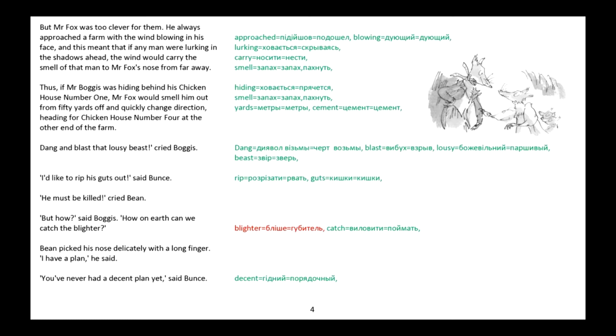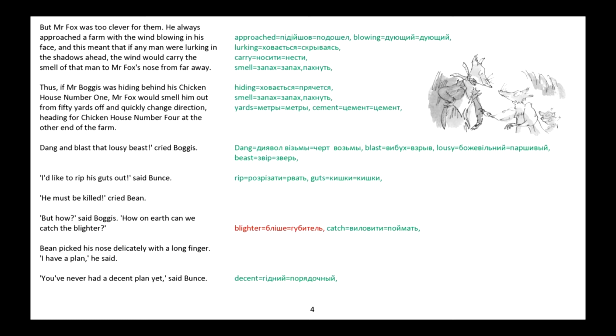"Dang and blast that lousy beast," cried Bogus. "I'd like to rip his guts out," said Bunce. "He must be killed," cried Bean. "But how?" said Bogus. "How on earth can we catch the blighter?" Bean picked his nose delicately with a long finger. "I have a plan," he said.